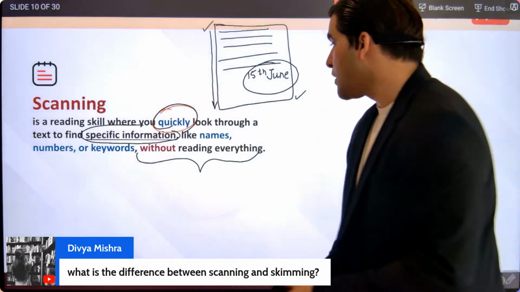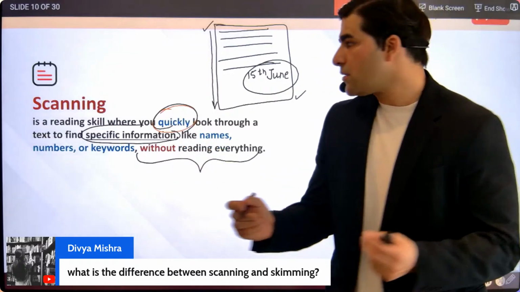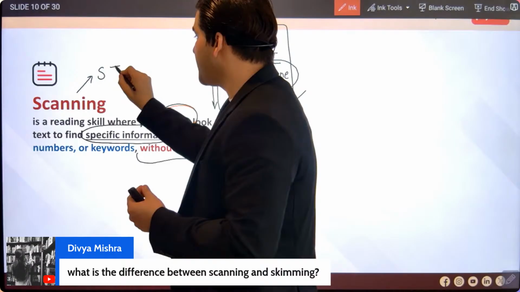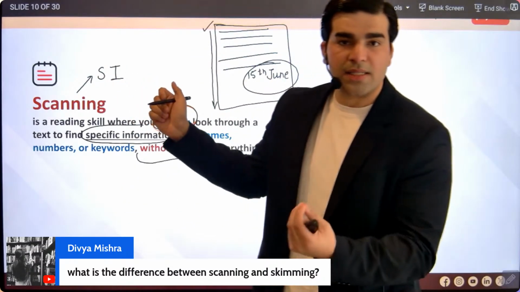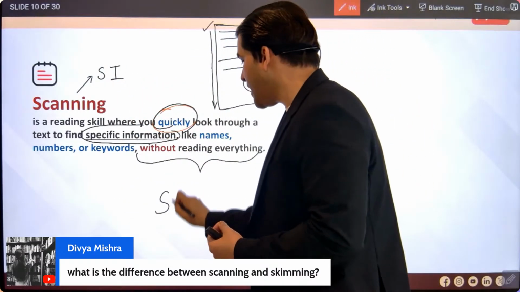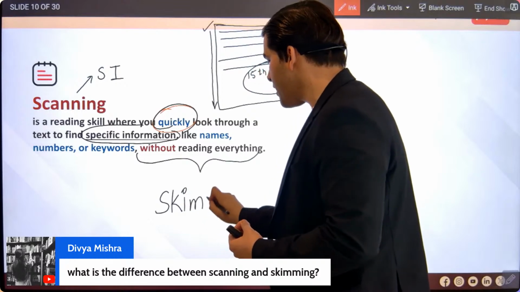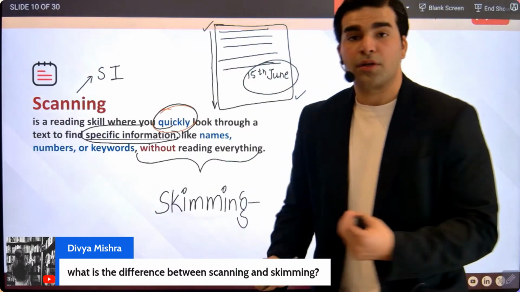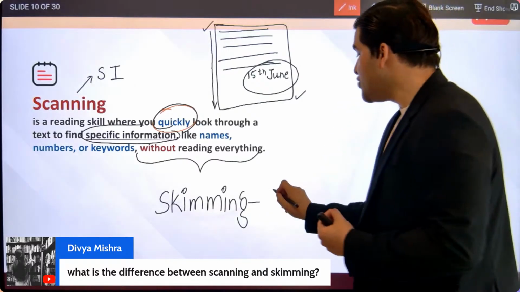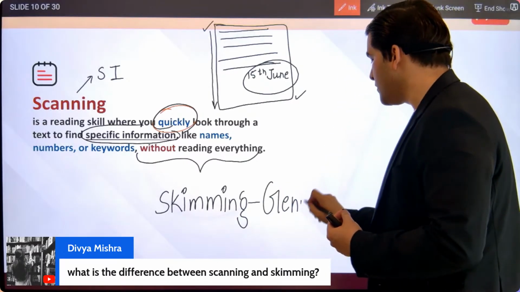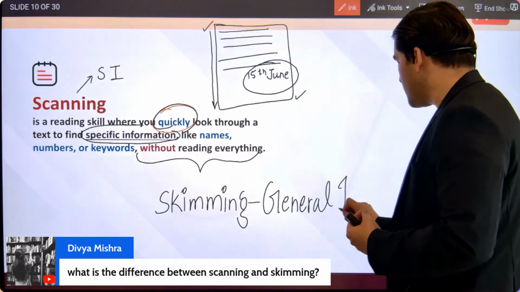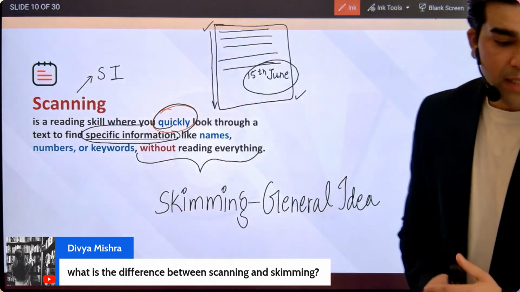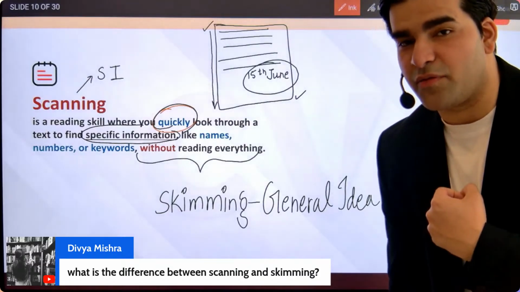Thank you. So scanning is to find specific information, Divya. SI means specific information. Skimming, on the other hand, is used to understand the general idea. I hope it helps you understand this. Scanning is to find a specific piece of information.